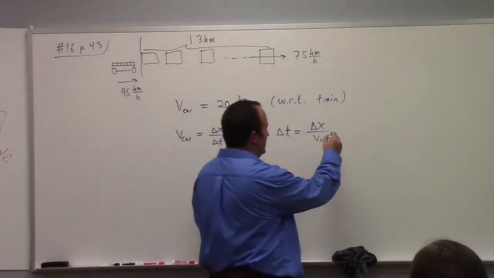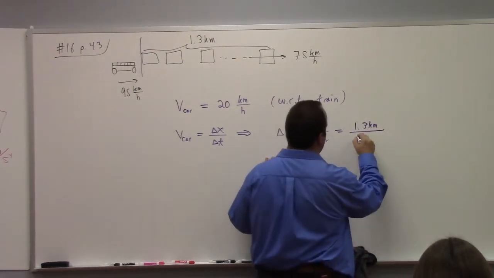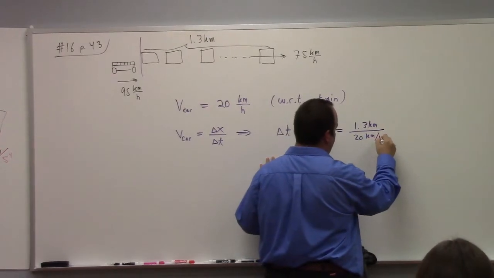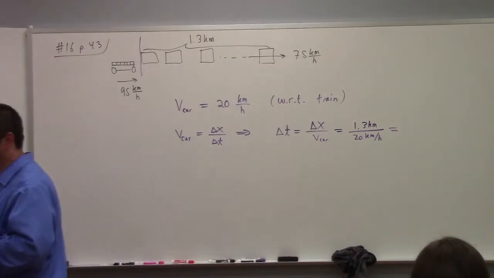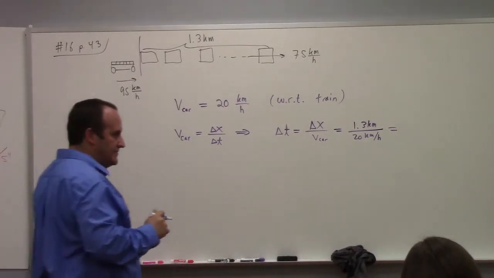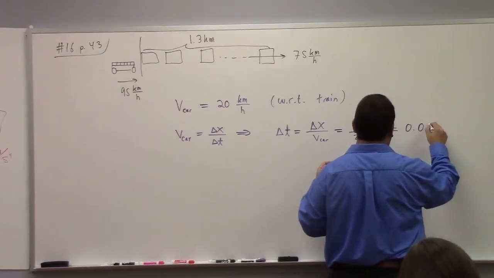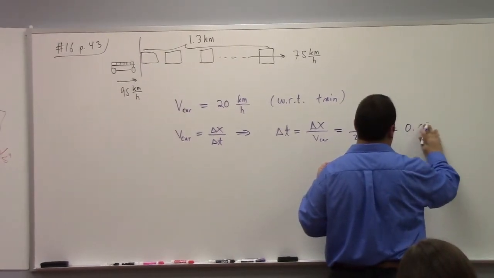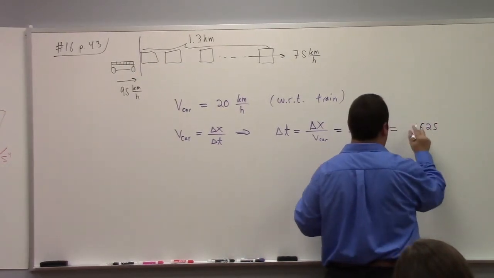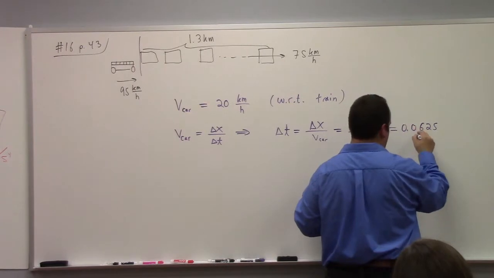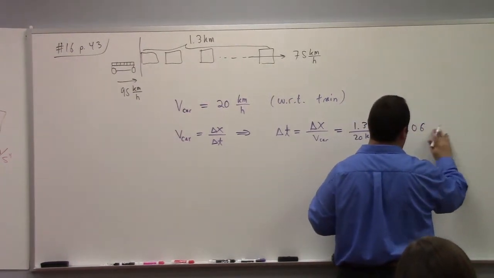All right, anyway. Getting to the point. 1.3 kilometers divided by 20 kilometers per hour. Yay, units, much better. And then what's 1.3 over 20? 0.065? 0.0625 hours.